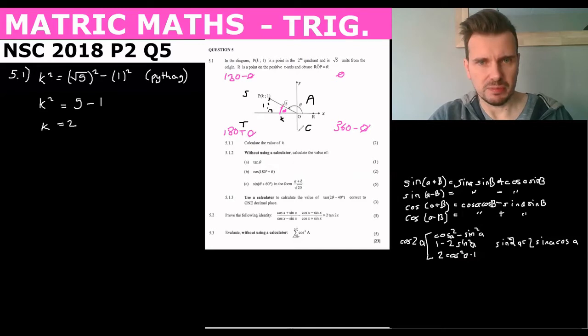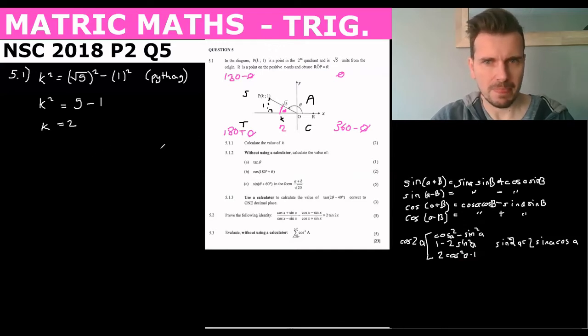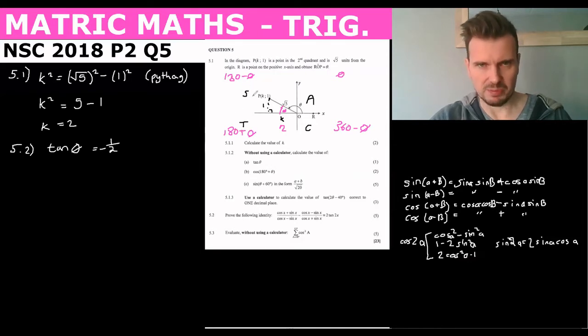And then it's simple, because now if we look at tan, tan is opposite over adjacent. So we've worked out that k is 2. So now we know our adjacent. And then we just look at what quadrant it is in, and we know tan is negative in this quadrant. So tan theta equals opposite is 1, and adjacent is 2. But now it's minus a half, because only sine is positive in this quadrant.